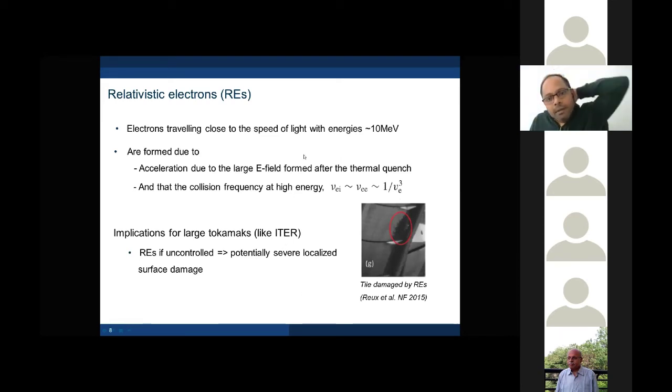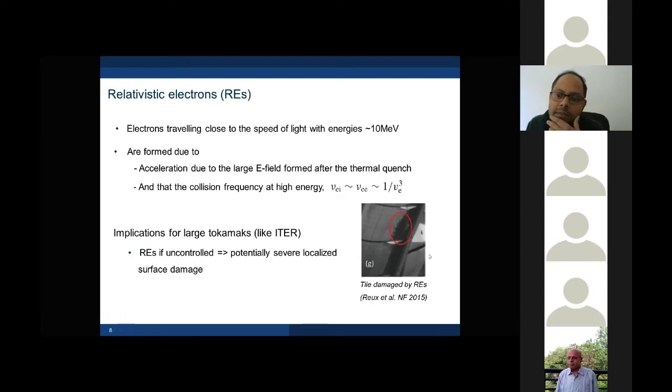So these electrons form a beam, so to say. Initially, let's say we had 15 megaamps of plasma current, but after the disruption, almost all of the current is converted into a relativistic electron beam, say about 10 megaamps or so, because the current would decay before these runaways are formed. The main implication is that if we lose this relativistic electron beam in an uncontrolled way, then because of its large energy, it can damage the walls.